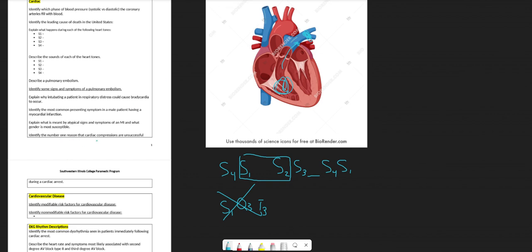Identify the number one reason that cardiac compressions are unsuccessful during a cardiac arrest. Okay, I'm not quite sure what this question is asking. I would say, they're not done early enough, or they're of insufficient quality. But I'm not sure if this means by bystanders or just why CPR is not effective in general. So I'm not sure.